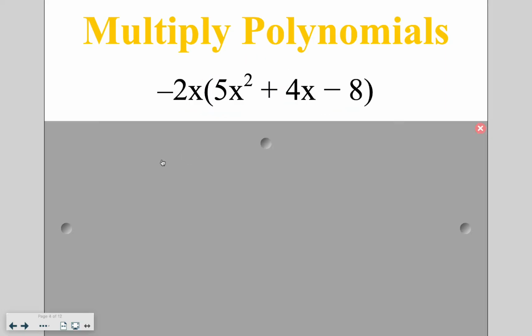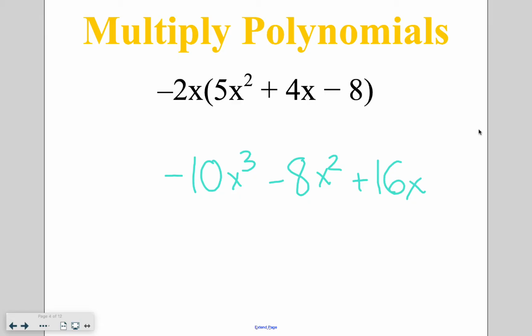Go ahead and try this one on your own. So multiplying, you end up with -10x to the third minus 8x squared plus 16x.